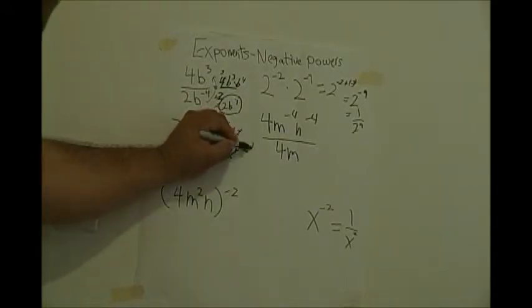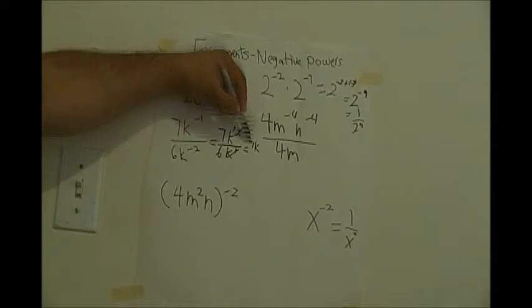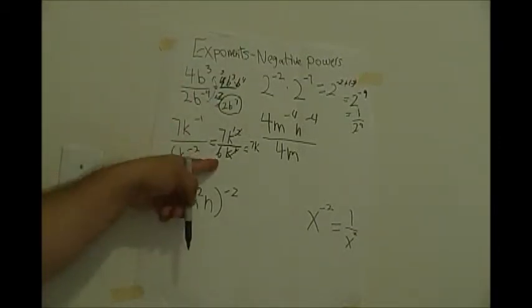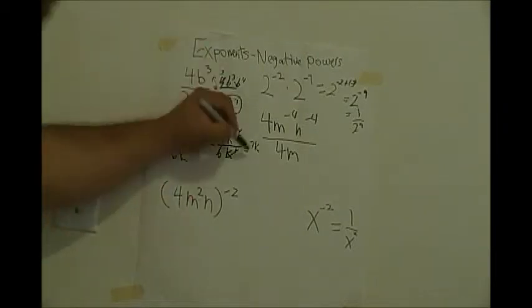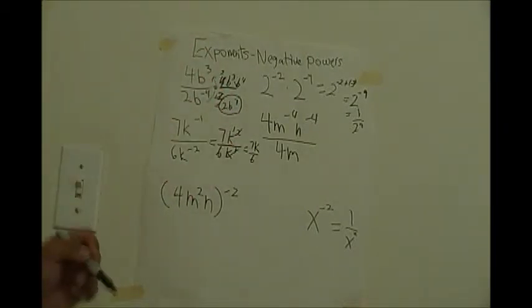Okay, that's going to be the top part. Of course, k to the 1 we can just write as k, so it's 7k. What do we have in the bottom? 6. Alright? So the final answer would be 7k over 6.